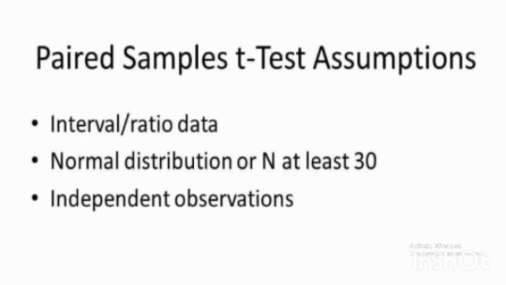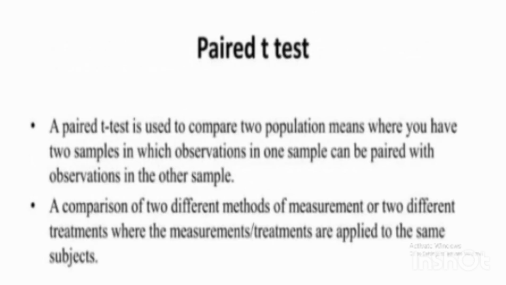The paired sample t-test is the third type of t-test. A paired t-test is used to compare two population means, where you have two samples in which observations in one sample can be paired with observations in another sample. It is a comparison of two different methods of measurement or two different treatments, where the measurements or treatments are applied to the same subjects.